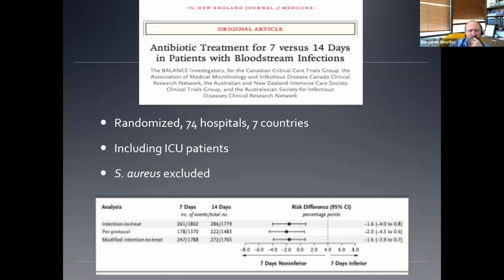This is the BALANCE trial, which we just talked about. The reference will be on the last slide. Multi-center, multiple countries, 7 countries, 74 hospitals, sick patients, no Staph aureus, and they showed a substantial non-inferiority of 7 days of treatment.